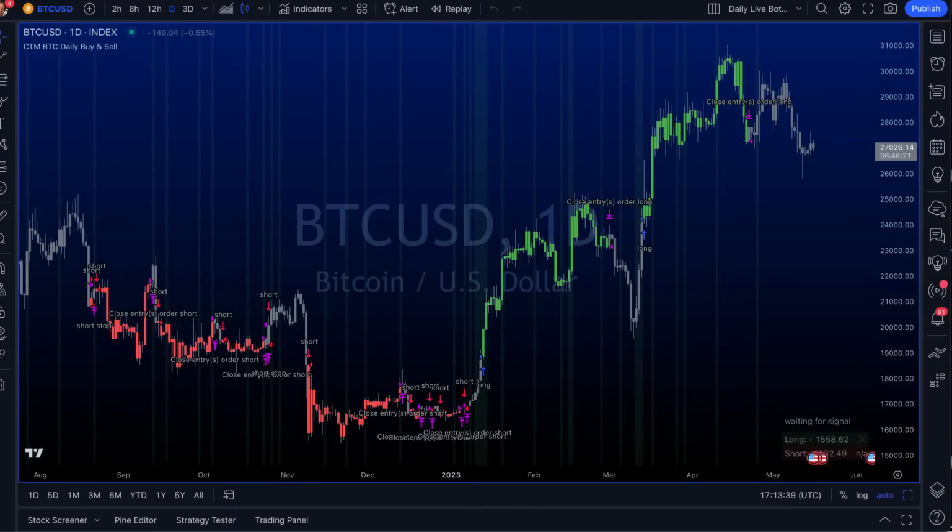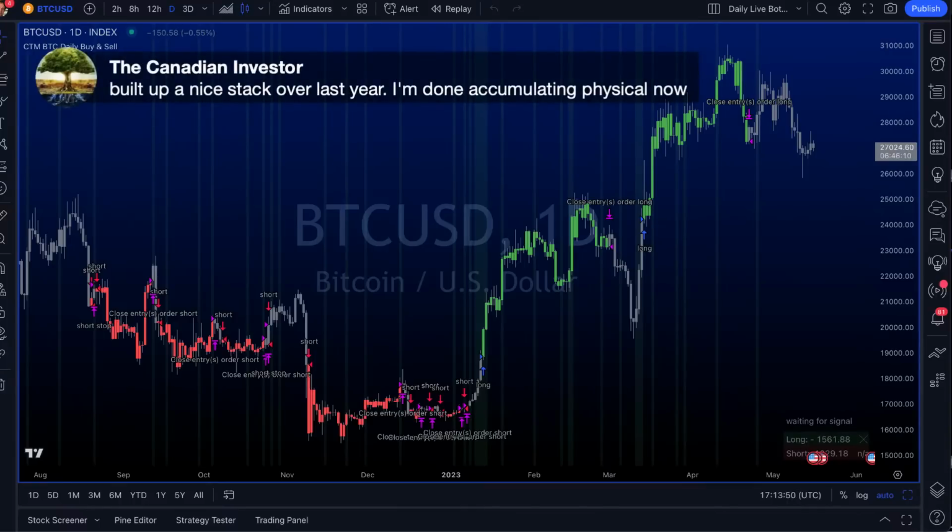Interesting stuff over there. But the daily allows people to afford a lot of freedom. Built up a nice stack over last year. Done accumulating physical right now. All set for when it happens.